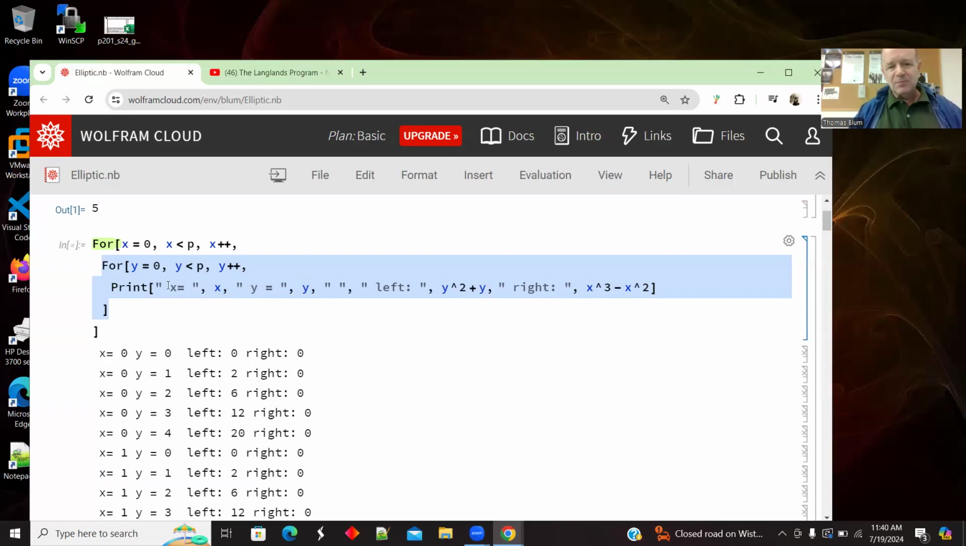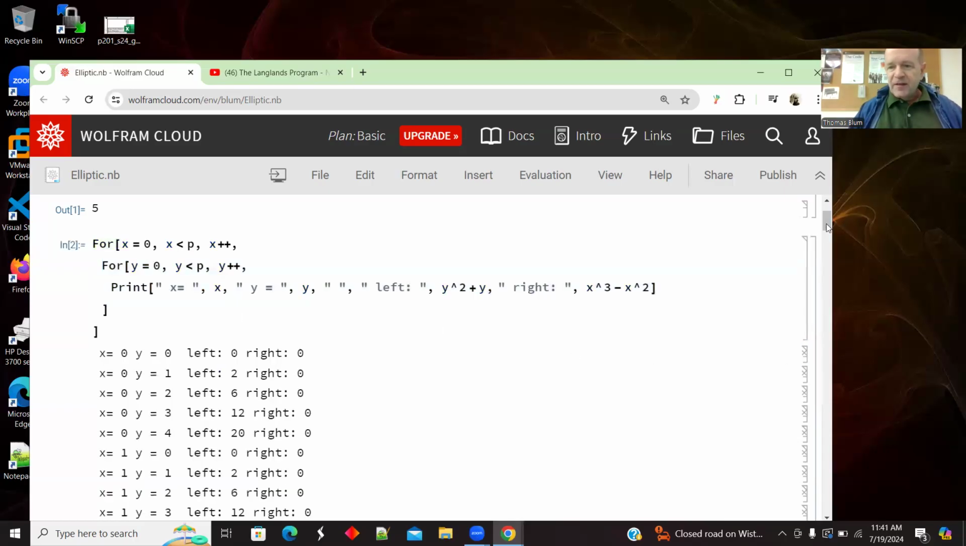And so I'm just printing out what my x was, what my y was, what the left-hand side was, and what the right-hand side was. And then I have nested loops, so the fourth argument of my outer loop is my inner loop. If I want to do more than one thing in that fourth argument, the things I actually want to execute, then I separate them by semicolons, which we will see. Okay, so that's the syntax of for loops.